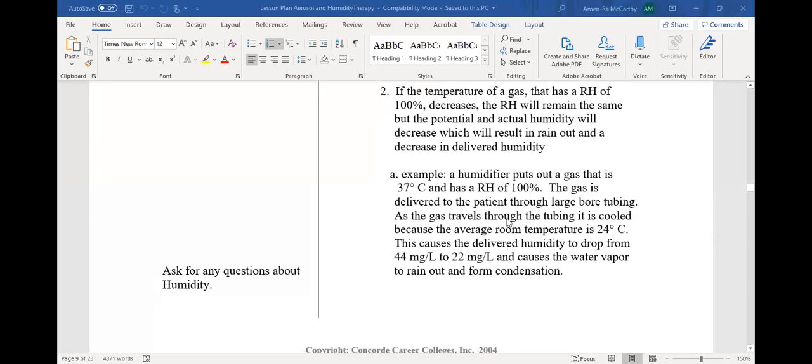So that's what that is right there. So look at the example. Humidifier puts out a gas that is 37 degrees Celsius and a relative humidity of 100%. The gas is delivered to the patient through a large bore tubing, right? That's this tubing. Anytime you have high flow, you're dealing with large bore tubing, right? As the gas travels through the tubing, it is cooled because the average room temperature is about 24 degrees Celsius. So this causes the delivered humidity to drop from 44 to about 22 and causes the water vapor to rain out and form condensation. That's what we have in the middle of that circuit.